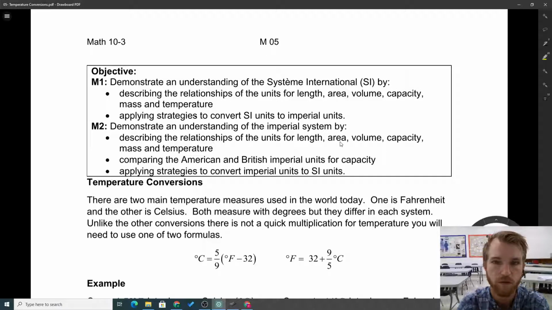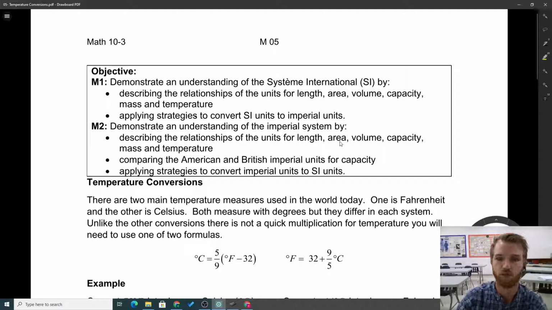All right, so this is measurement lesson 5. This lesson is on temperature. This one is quite different from all the other measurement stuff that we've done. Converting between degrees Celsius and degrees Fahrenheit, the nice part is that there's only two equations, one for going from Fahrenheit to Celsius and the other for going from Celsius to Fahrenheit. The only problem is that they are kind of two-step processes.